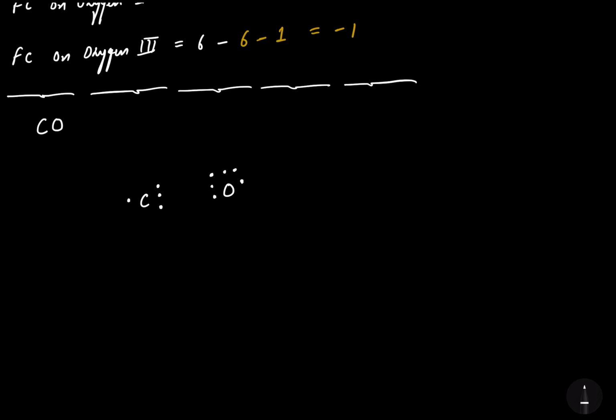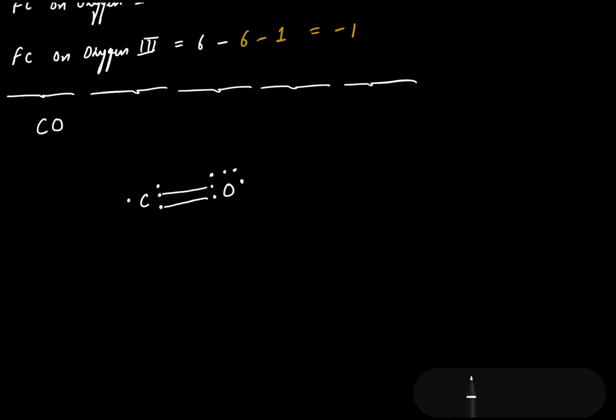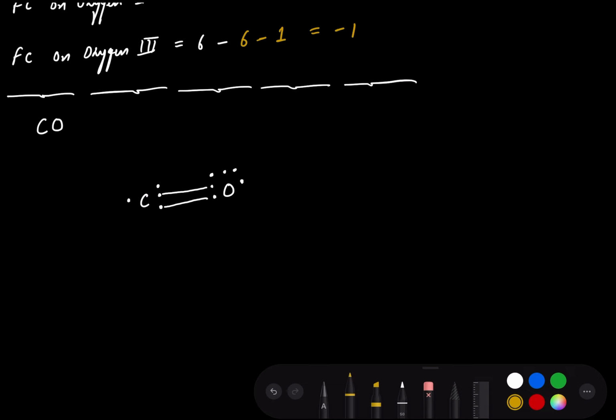Now let's make the bonds. I'm focusing firstly on oxygen, the very first bond, the very second bond. Now here the octet of oxygen is completed. How? Because oxygen will form only 2 bonds to attain the octet, but carbon needs 4 covalent bonds to attain the octet. Now let's count the electrons.